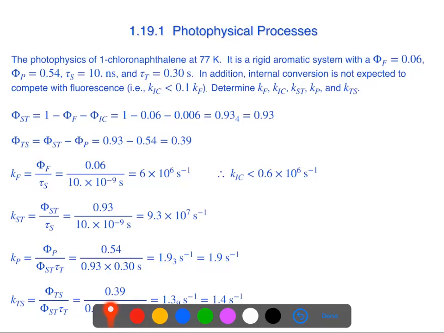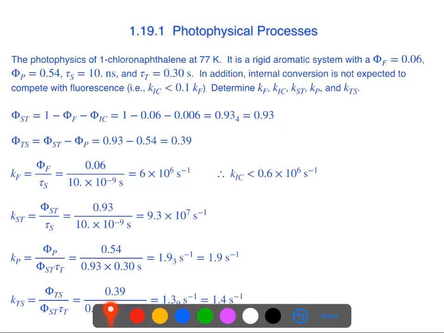Now we can calculate the quantum yield with respect to the spin-forbidden T1 to S0 transition, and that's going to be equal to the quantum yield of intersystem crossing from the S1 to T1 minus the quantum yield with respect to phosphorescence. We're given, or we can determine experimentally, what that value is. And so, based on the result from the first calculation and what's given in the problem, we can calculate that to be 0.39.